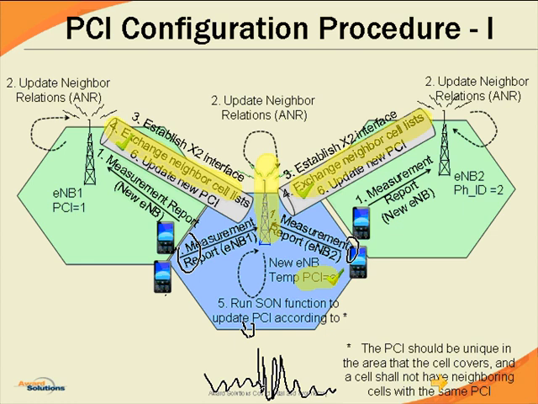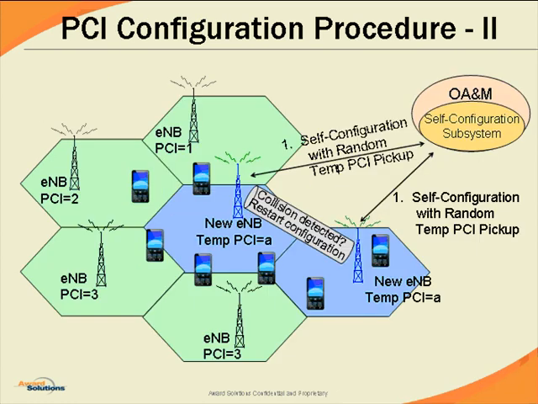So it is not that you are stuck with your PCI. If you pick some PCI and it happens to conflict a little later, then you can always change the PCI and update your neighbors. That is what we are showing here: maybe we pick some PCI, but there is some collision.